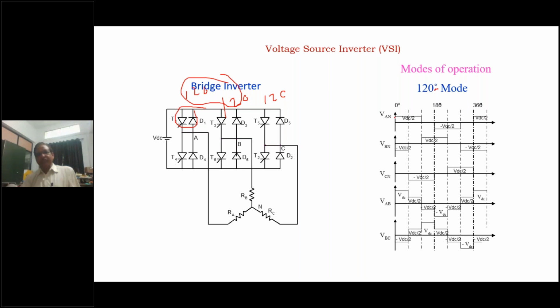And here we get phase voltage of half VDC or minus half VDC. For 120 degree, when the upper device is conducting we get half VDC, and when the lower device is conducting, at that time we get minus half VDC. And this is the line voltage, and this is the phase voltage.